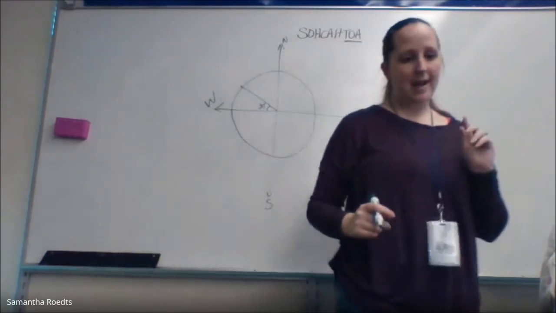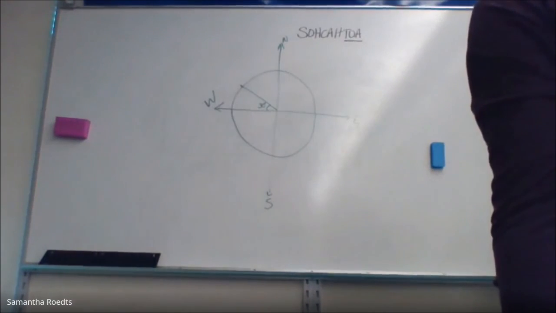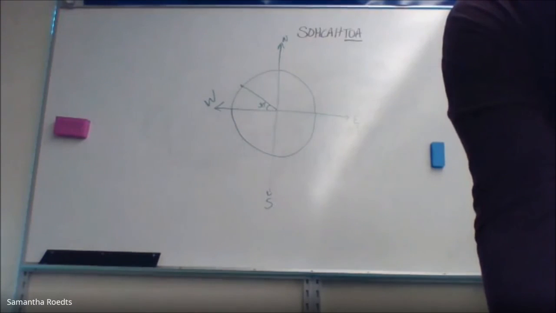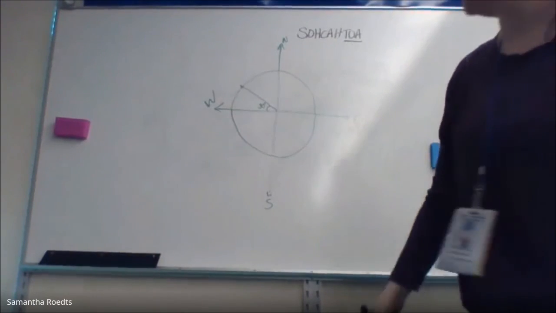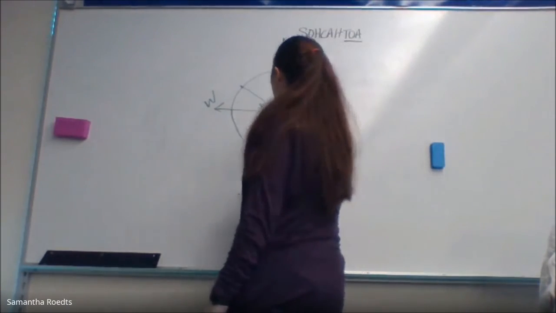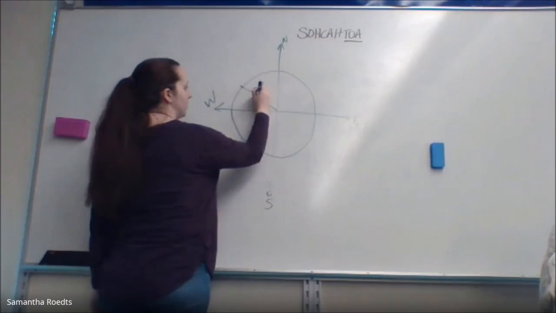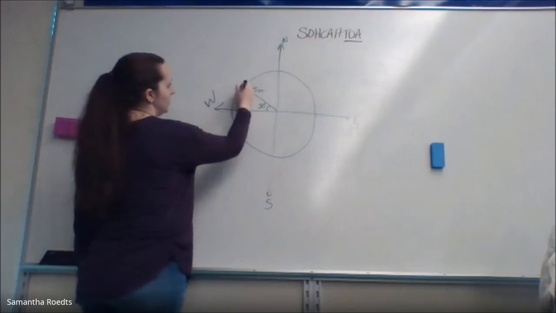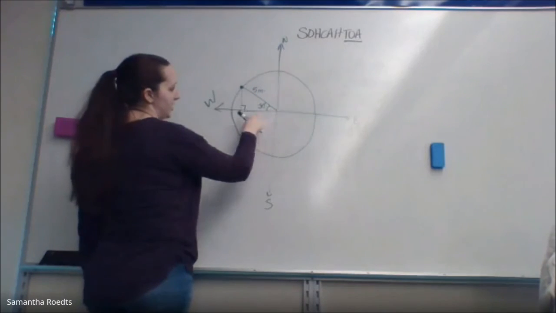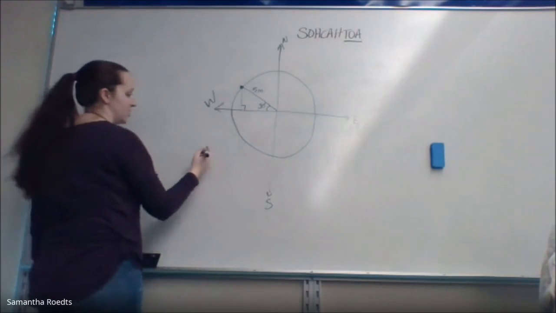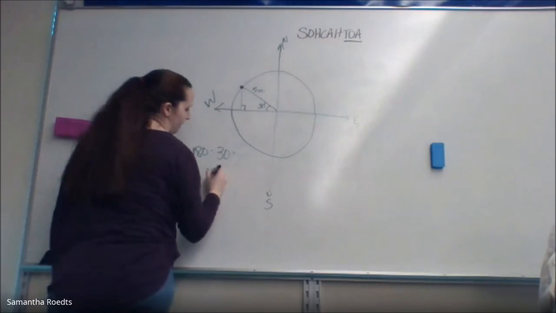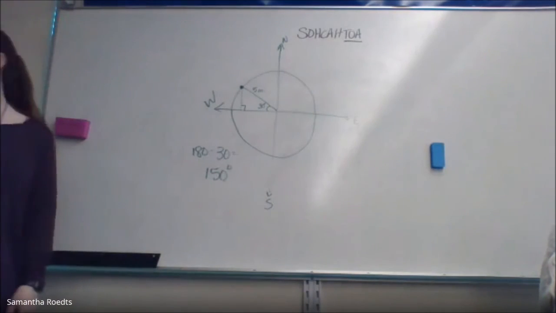They also told me that their search radius was 5 miles from the base camp. Okay, so that was their hypotenuse, it is going to be 5. I can draw my triangle. So this is the point that I'm looking for. So this is pi, or 180 degrees. So 180 minus 30 is 150 degrees. So that's the angle that I'm looking for.